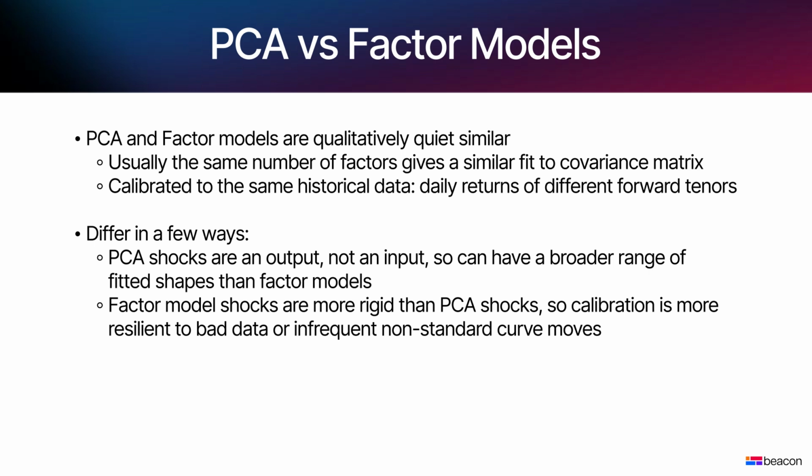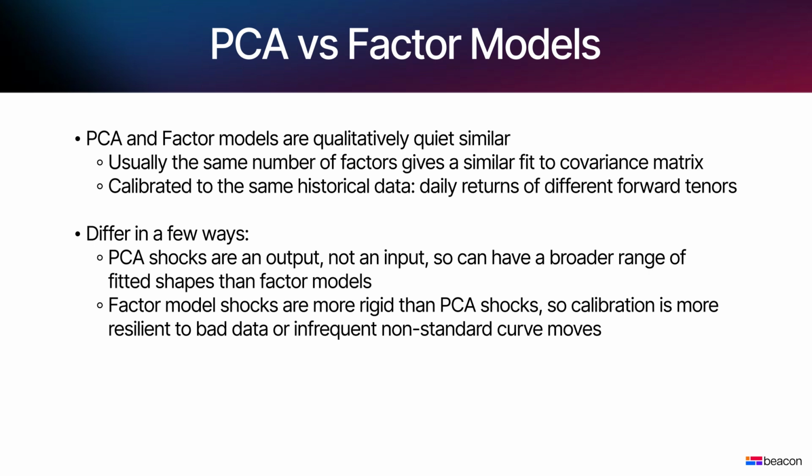Like I mentioned, PCA and factor models are qualitatively similar. They both model moves in the futures curve as a sum of a small number of shaped curve shocks, and they're both calibrated to this historical covariance matrix, the historical covariances of one-day moves in futures prices of different tenors. They're not exactly the same, though. In PCA, the shape of the shocks is an output, whereas for factor models, it's an input, like maybe an exponentially decaying shock. What that means is that PCA is more flexible in terms of the kinds of shocks that it can represent. It can match more complex shaped shocks than factor models can.